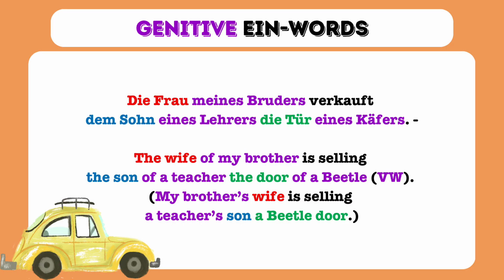Die Frau meines Bruders verkauft dem Sohn eines Lehrers die Tür eines Käfers. The wife of my brother is selling the son of a teacher the door of a beetle. VW, that is. My brother's wife is selling a teacher's son a beetle door.